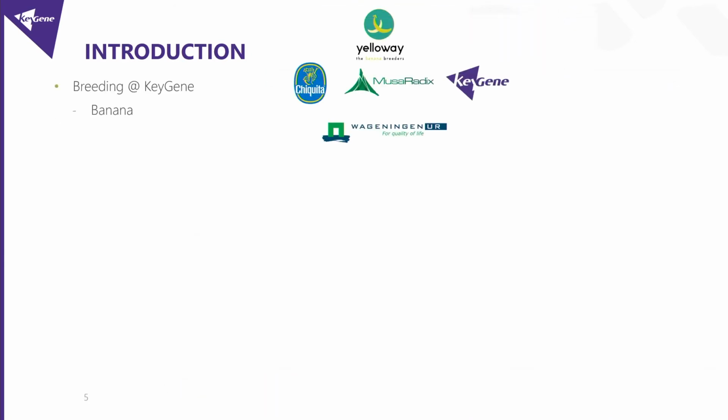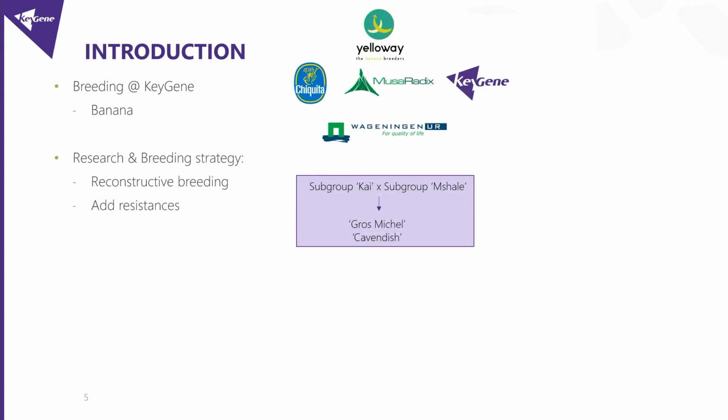Well, thinking about that, we thought it might be nice if we also do our own breeding. So for those of you who don't know, we have our own breeding program at Keygene in banana. And that's a joint venture between Chiquita, Musa Radix, and Keygene, and in very close collaboration with the group of Gert Kema at Wageningen. And what is our own strategy? We call it reconstructive breeding. Well, if you think about the two most important accessions in banana, it's Cavendish and Gros Michel. It's more or less known where they come from, or from which types they originated. So that allows reconstructive breeding.